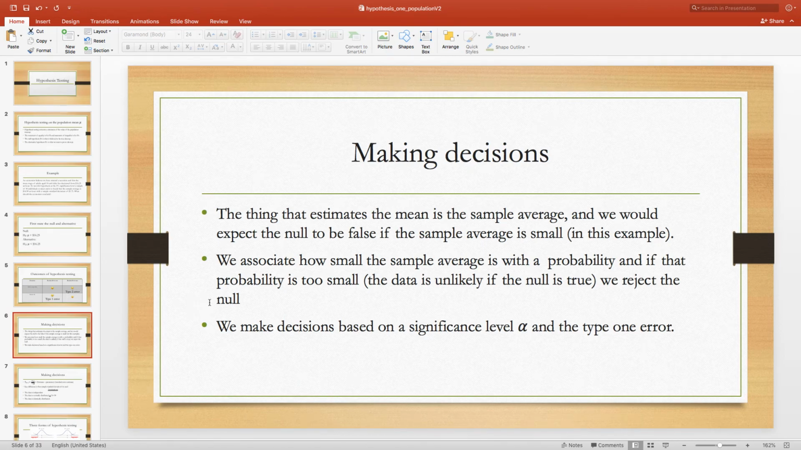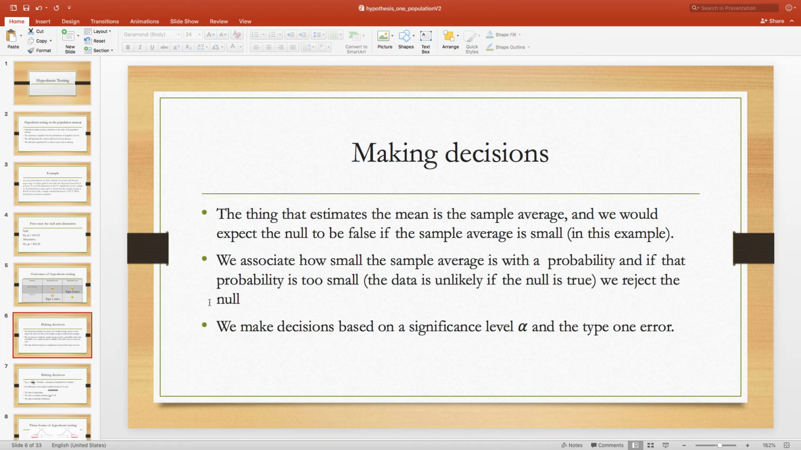Now, in this section, we're dealing exclusively with population means. And the thing that estimates the population mean is the sample average. So we're going to make our decisions based on the sample average and how much of an error we're willing to make. And by how much, I mean a probability.